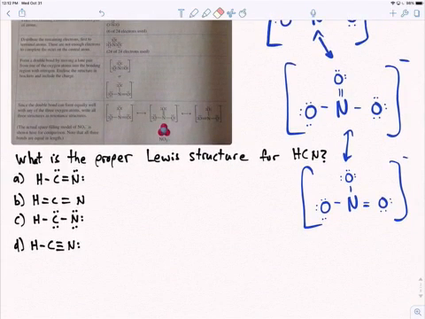So can you tell me what the proper Lewis structure is for hydrogen cyanide? And the hint here is to count the number of electrons. Hydrogen has 1 electron, and carbon has 4, and nitrogen has 5. So there are 10 electrons there.